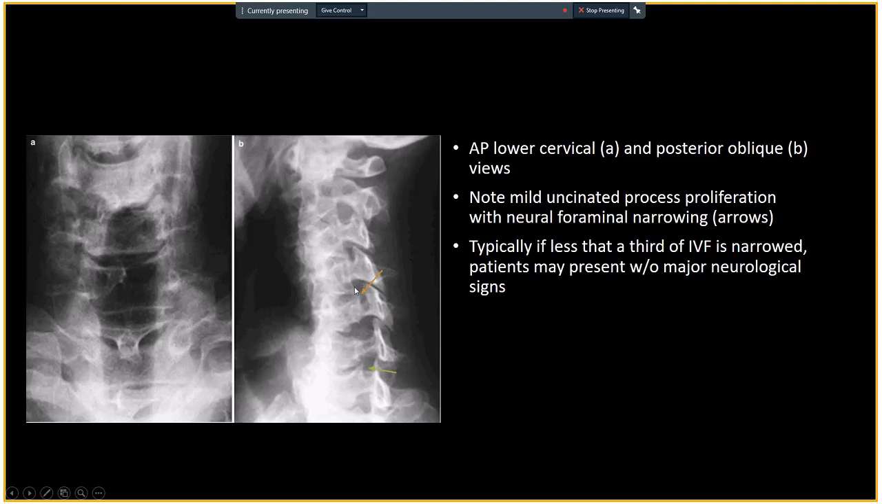Once again, MRI will be more indicative if the patient presents with neurological abnormalities. But if there are no neurological abnormalities, radiographic imaging can be sufficient and adequate for you to evaluate that process and provide a diagnosis.